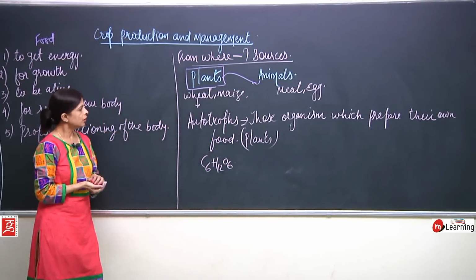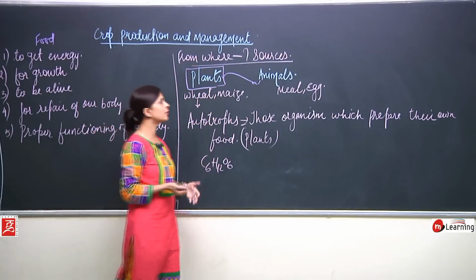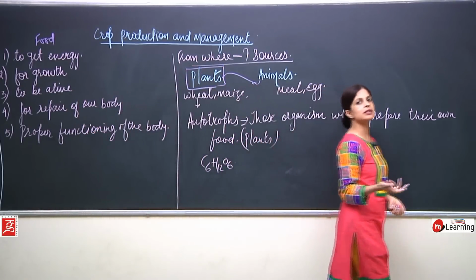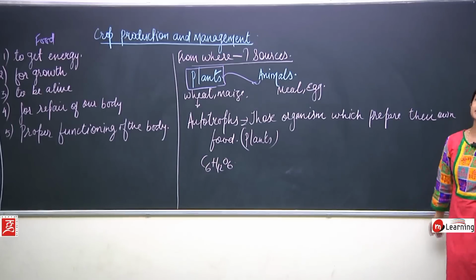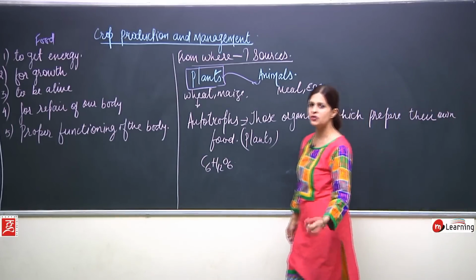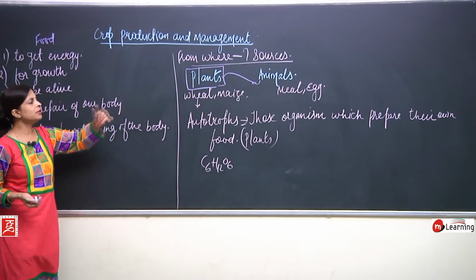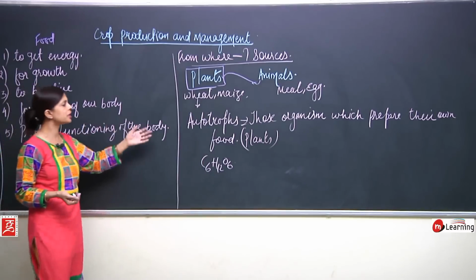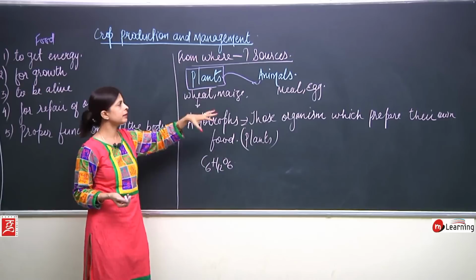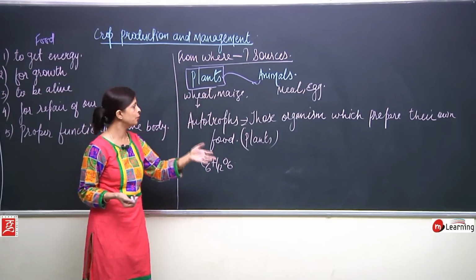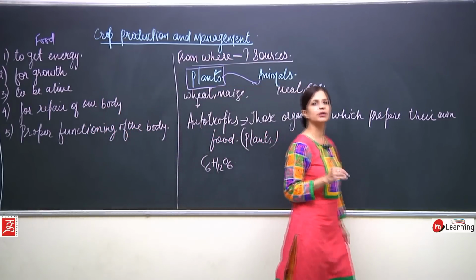So, first of all, what are the sources of getting food for us? There can be two sources: plants or animals. When we talk about plants, we have plenty of examples, say wheat, maize, jowar, barley, pea. Even for animals, we have many examples: meat, egg, chicken. But all animals, directly or indirectly, depend upon the plants for their food. Plants are the only organisms in this universe who can prepare their own food.